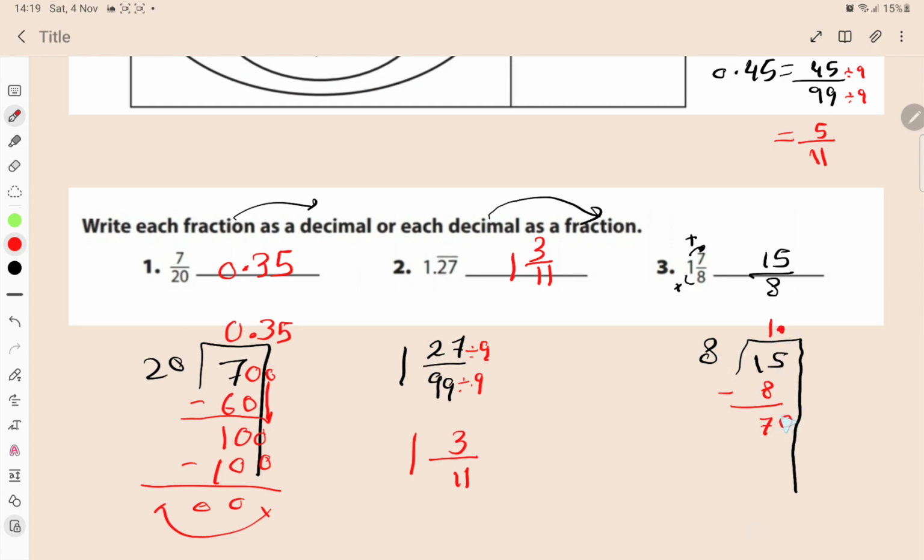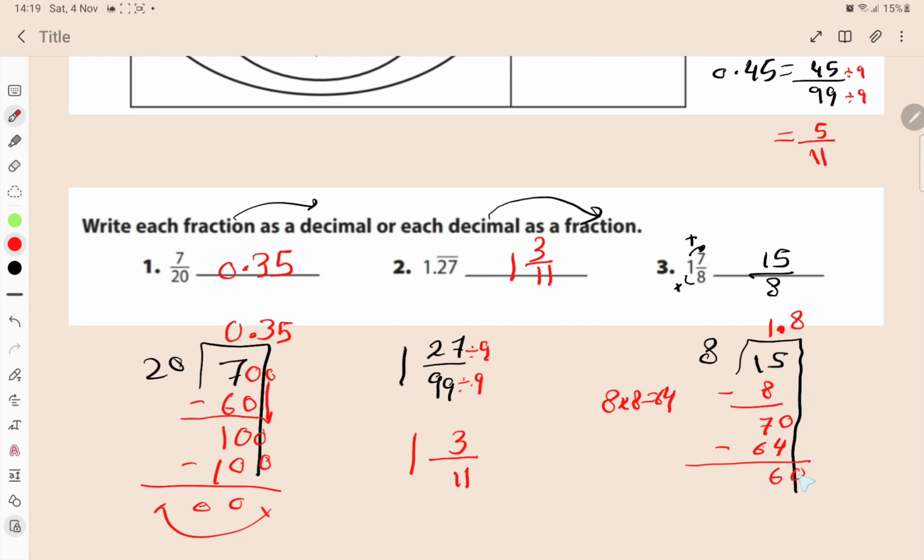Decimal point, drop a 0. 70 divided by 8. The nearest number to the 70. 8 times 8 is 64. So we'll put 8. 8 times 8 is 64. Subtract. 70 minus 64, 6. Borrow. 0 minus 4 can't be. So borrow. 10 minus 4 is 6. 6 minus 6 is 0, so it's just 6.